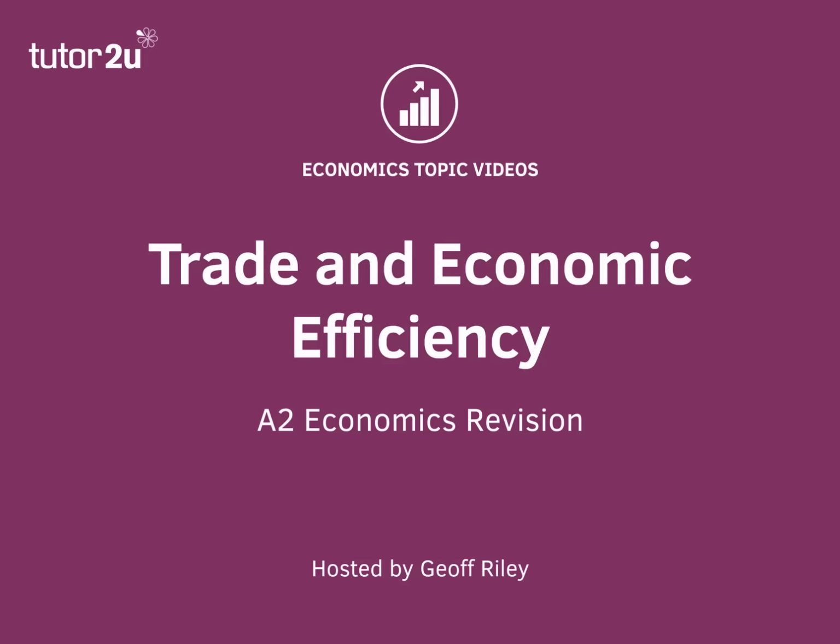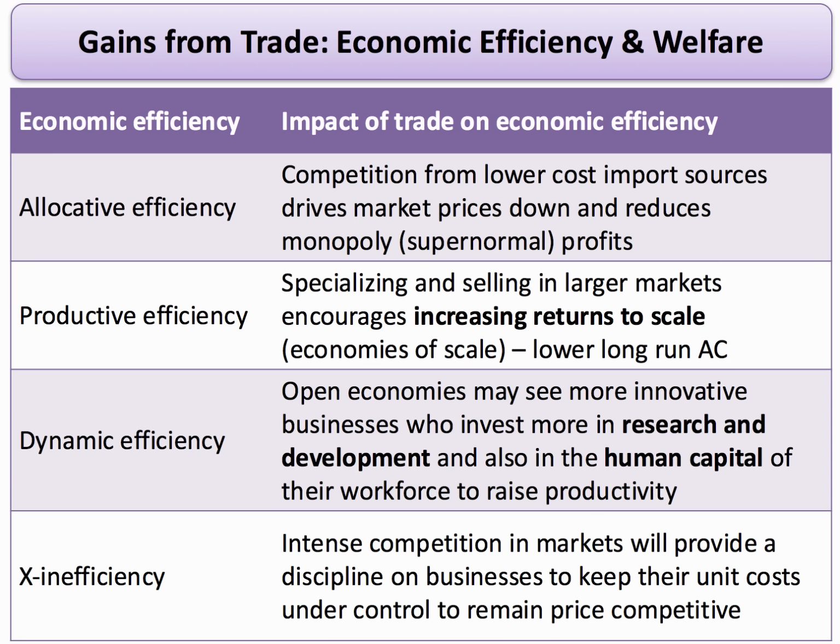Hi there. In this short revision video, let's take a look at how trade in goods and services between countries can affect economic efficiency in markets. Well, there are four main types of efficiency to think about in A2 economics: allocative, productive, dynamic, and X-inefficiency. Let's consider markets where there is open trade. In other words, there's quite intense competition in different markets for goods and services.